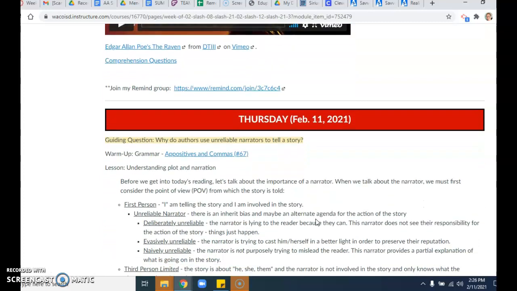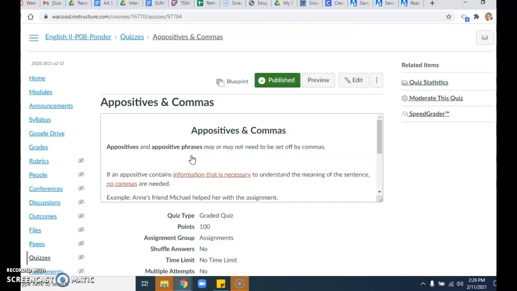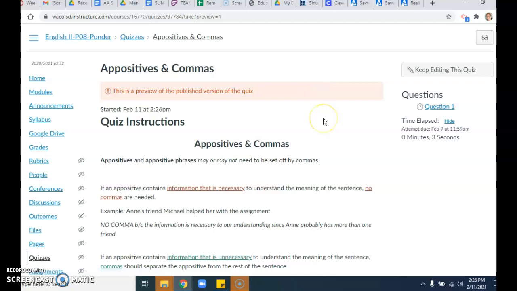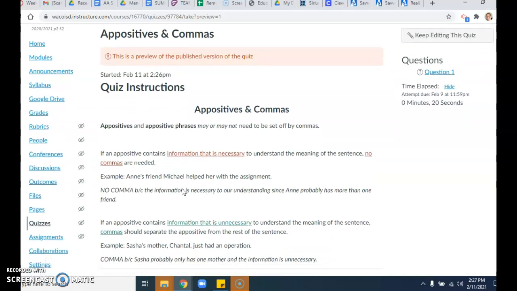For today, we are going to start with this grammar practice real quick. What this is, is understanding appositives. We've done appositives in the past, but I want you to understand the relationship between appositives and commas. So here's pretty much the rule. If the appositive is important information for your understanding, you do not need a comma. All right, so if it's important, no comma. If it's just extra information and not really important information, you offset it with commas, all right?